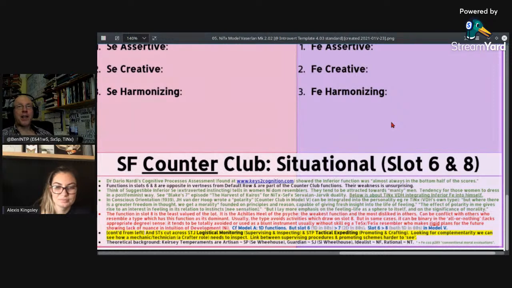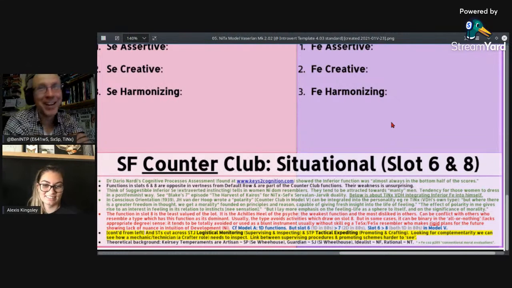So think of suggestible inferior SE, extroverted instinctor, tells in women NI Dom resemblers. We're going to get controversial here. They tend to be attracted towards manly men. Tendency for those women to dress in a post-feminist way. See Blake's 7, episode Harvest of Kairos. Did I show that to you? Yeah, is that the one? It was like, yeah, and if she turned around, I would like you to do it again. Oh, yeah, I saw that, yeah.